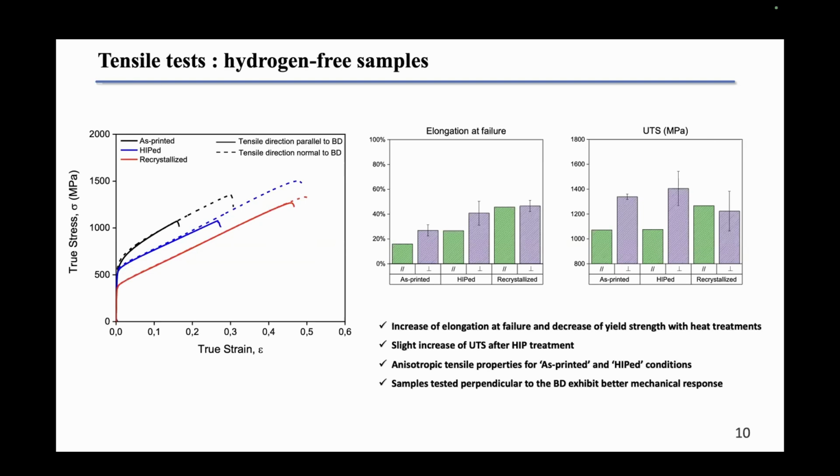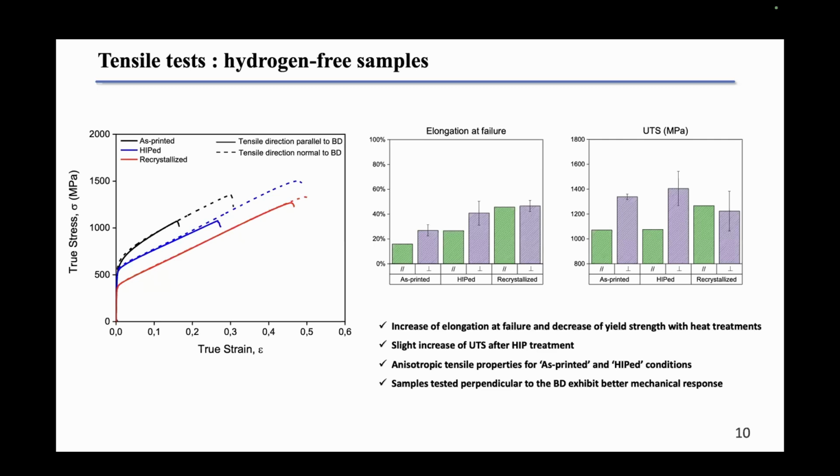So first, without hydrogen, you can see here on this slide the true stress, true strain for each condition and for the two directions. So first, we see that we have an increase of elongation at failure and a decrease of yield strength with heat treatments. So the material became more ductile.